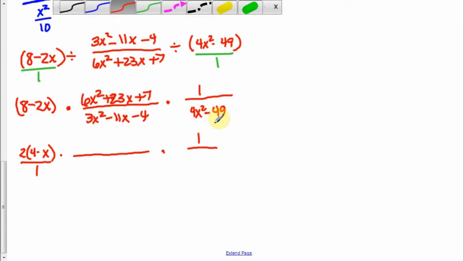Okay, this is a difference of 2 squares. 4x squared is a perfect square. 49 is a perfect square. It's a minus sign in the middle, so it's plus and minus the square roots, right? So 2x plus 7, 2x minus 7.